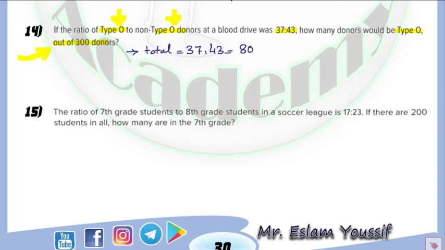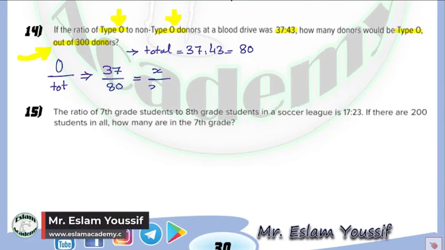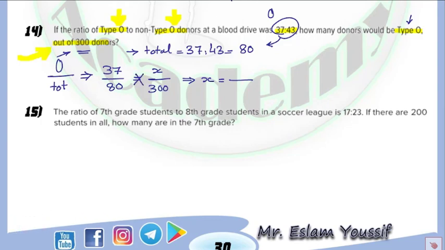After that, we identify the two terms of the ratio, which is type O to the total. The ratio between type O and the total is 37 to 80. We need to find how many type O donors there are if the total number of donors is 300. So we can say that x is equal, by using cross multiplication, to 37 multiplied by 300 over 80. By simplifying, you will find that the answer is approximately 139 donors.